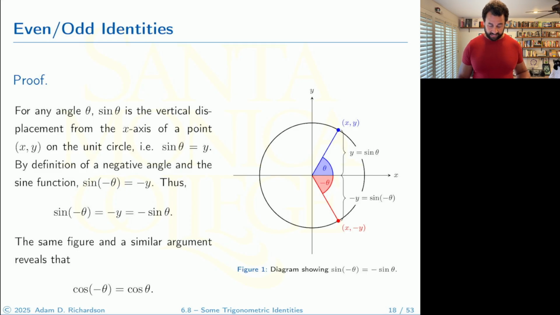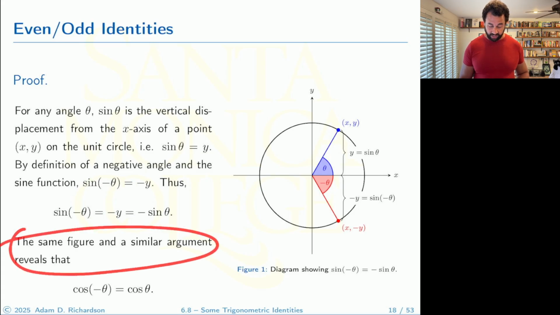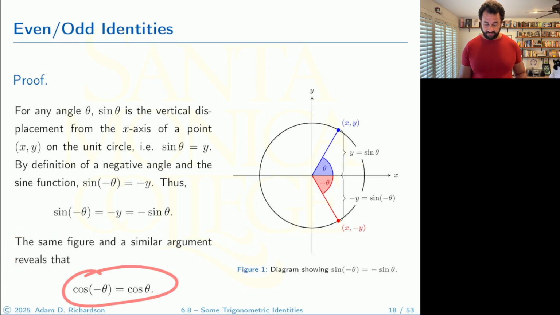The same figure and a similar argument reveals that cosine of negative theta is cosine theta. You can actually just use the same picture here, right? If this is the angle theta and this is the angle negative theta, here the x value is not changing. So it doesn't matter if this was positive or negative, the x value is unchanged. So in other words, cosine of negative theta equals cosine of theta.